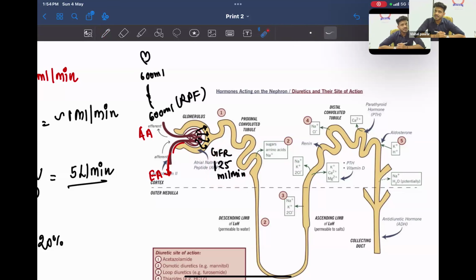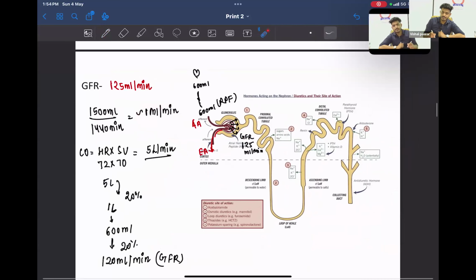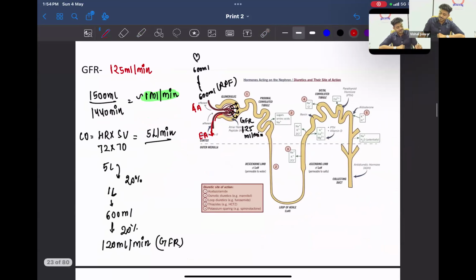And out of 125 ml per minute, how much urine are you making in a minute? 1 ml. So what about this 124 ml? Are you understanding the fact? Your kidneys will be making 1 ml of urine per minute. You already know this. From where is this urine going to come? This is the urine which is coming from the blood. This is the urine we are making from the blood.